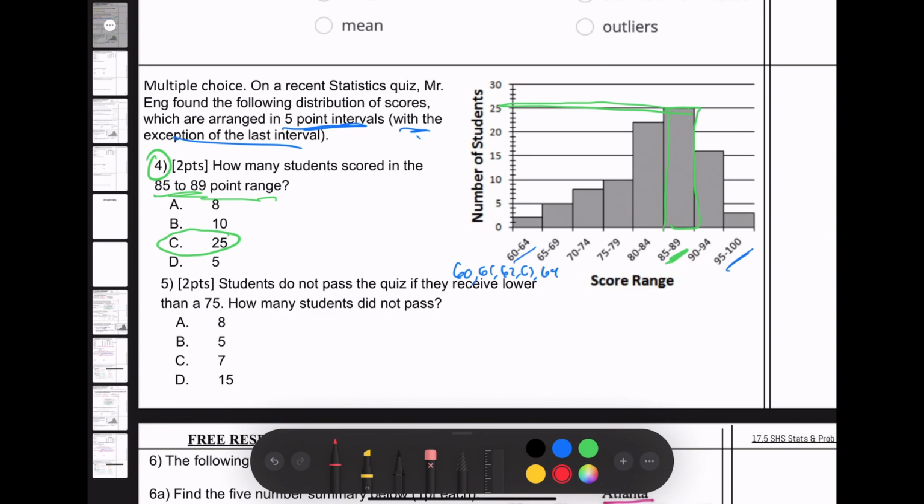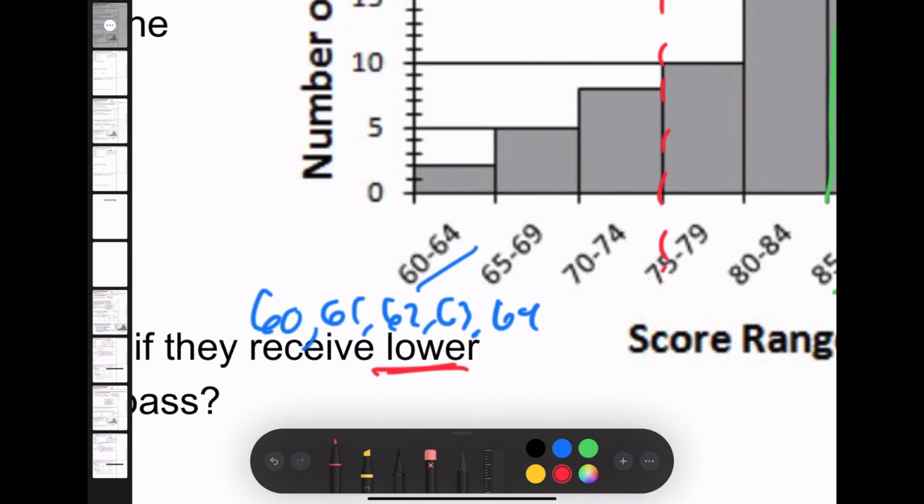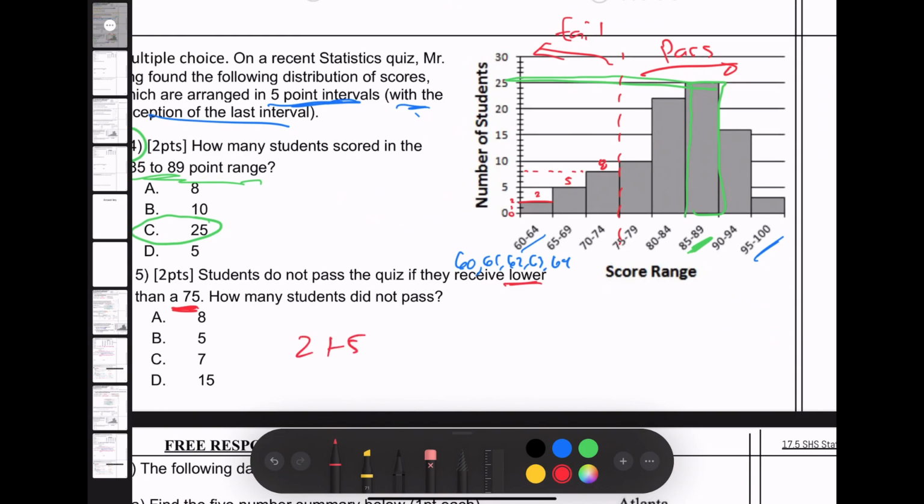Number 5, students do not pass the quiz if they receive lower than a 75. How many students did not pass? So this is pass over here, and that would be higher than a 75, so this would be a fail. So this is 2, right? This is 5, and that one is 8. So 2 plus 5 plus 8 will give me 15. D is our correct answer.